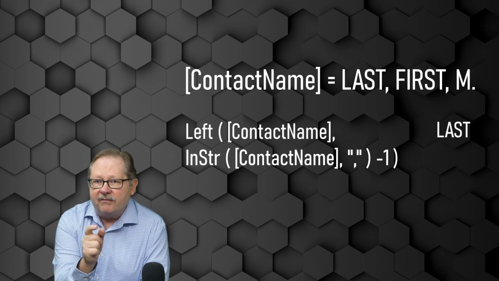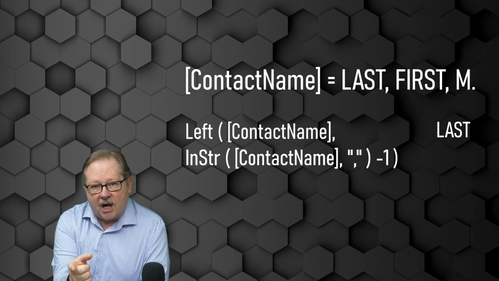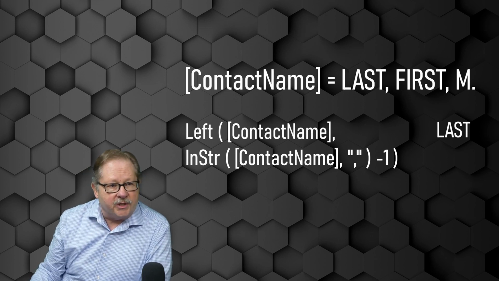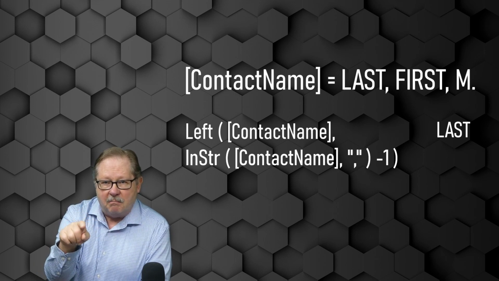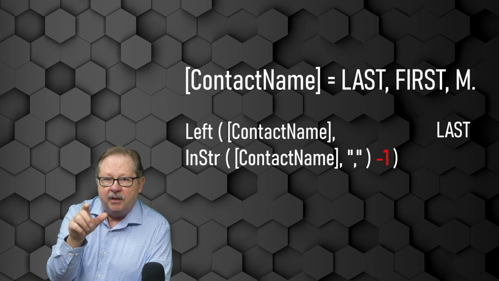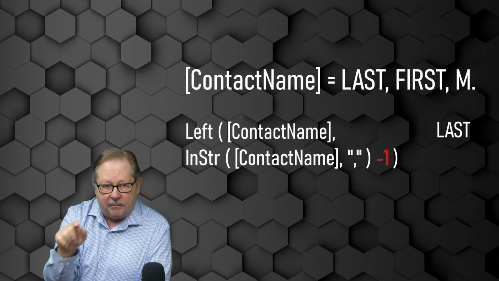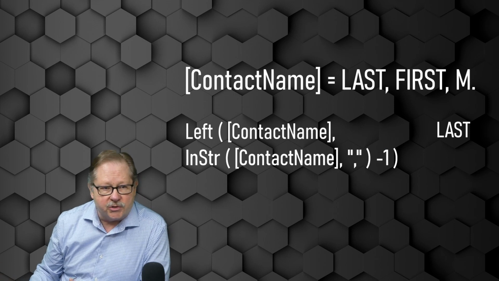So I know that I've got a comma at the end of every last name. And knowing that I have a comma at the end of every last name, I've told the in-string function to look for that comma and give me the number of characters that comma is at. Now, I want that -1 because I don't actually want the comma. I want the left string function to just pick up everything to the left of that comma. So I've put in a -1. Now, that one's fairly straightforward.